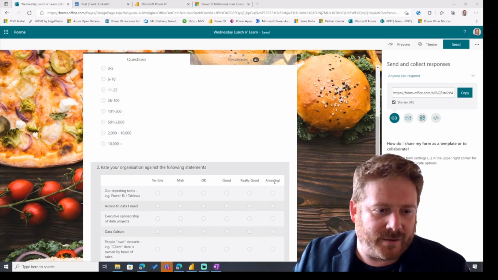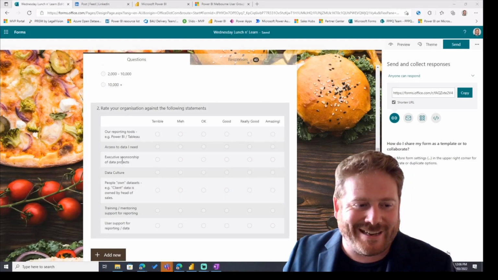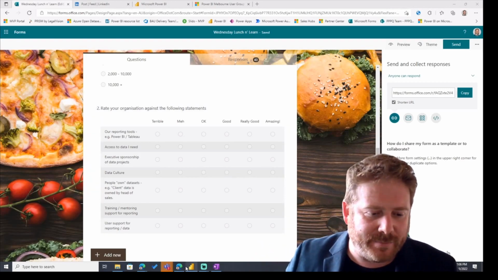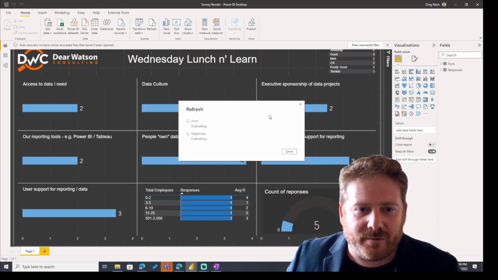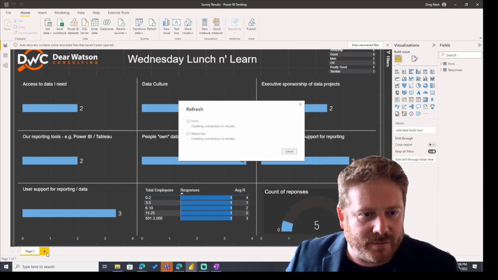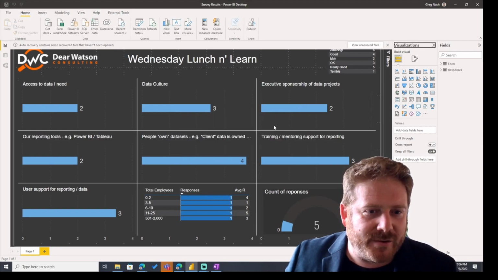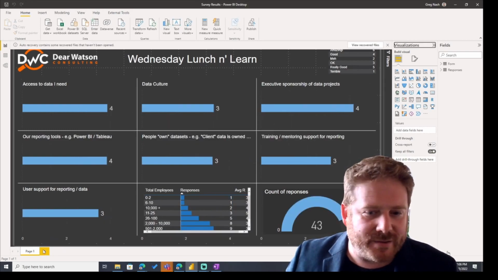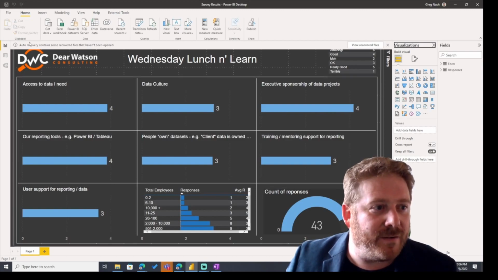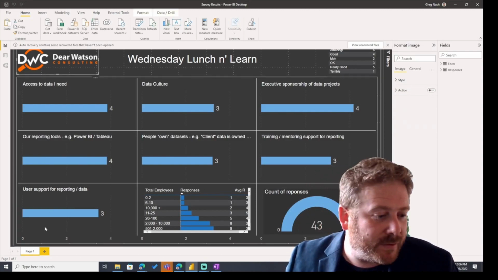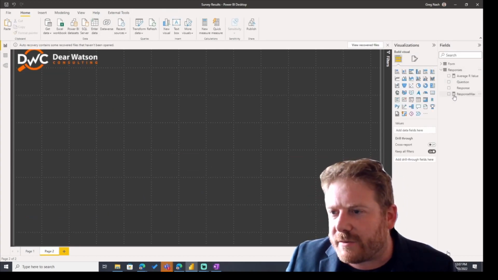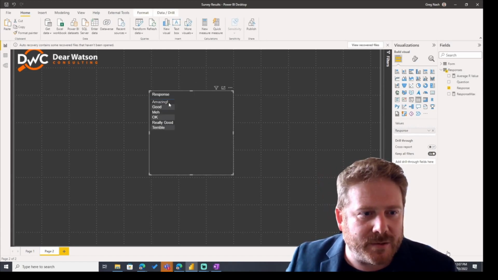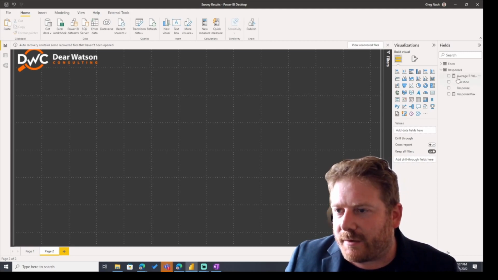We're going to have a quick look at the Power BI. Like I said, we're looking at executive sponsorship of data projects today, so I wanted to deep dive into that a little bit. We'll refresh this as we go and capture any new responses. I just wanted to quickly create a visual on this one. We've had 43 responses so far. If I create a new page and put a logo on it, now I wanted to have a look at our form.